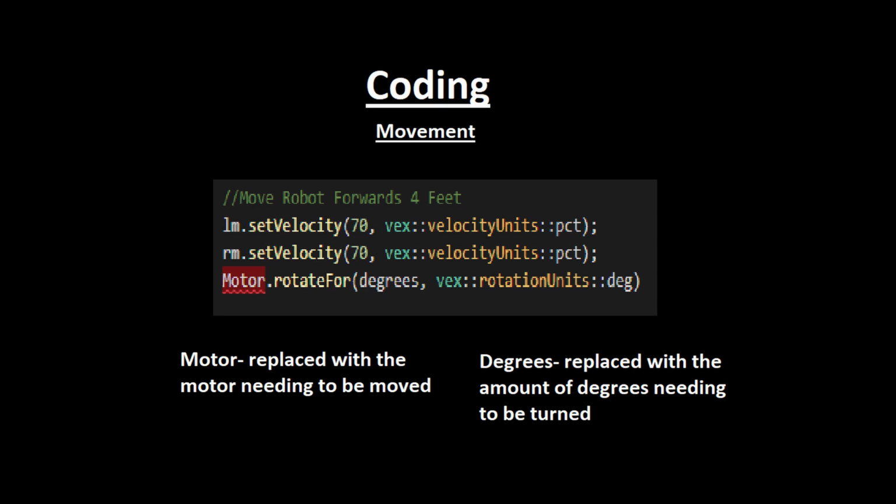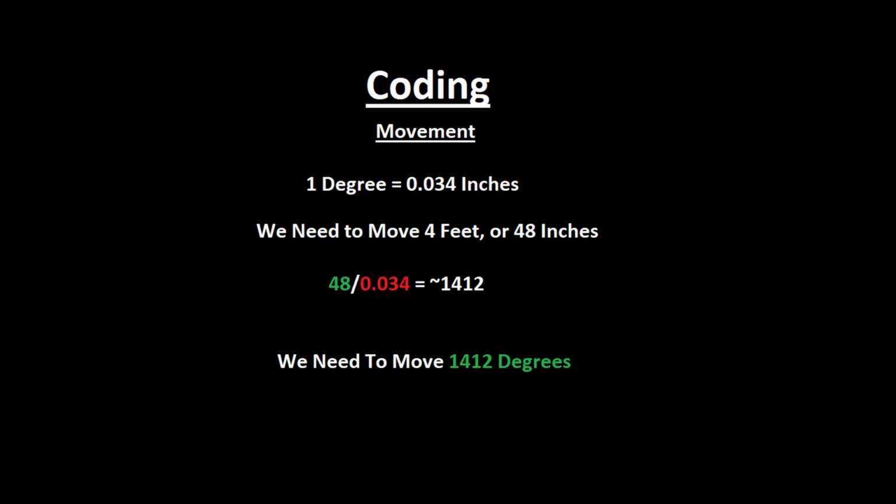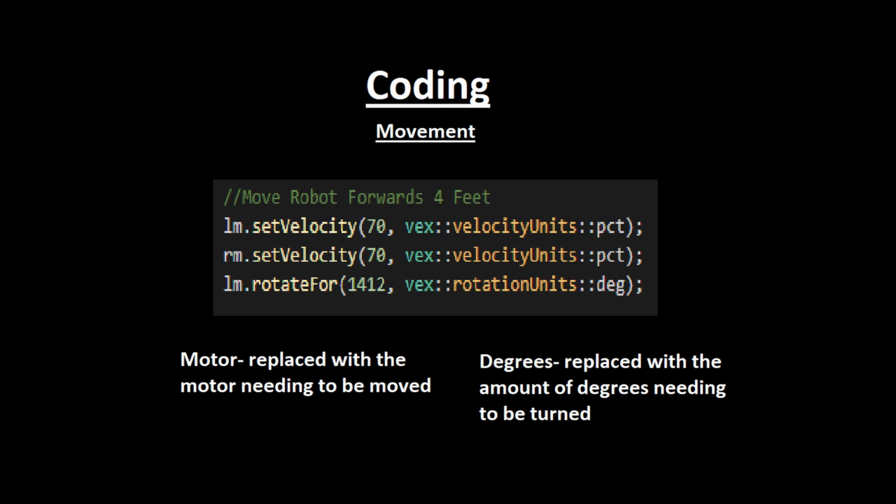The command for this movement is motor.rotateFor, open parentheses, degrees, comma, space, vex::rotationUnits::deg, close parentheses, semicolon. Here motor is replaceable by the motor you are commanding, and degrees is replaceable by the amount of degrees you are moving. It's kind of like the last one. We will fill in the motor with left motor, and to find degrees, well, we found out earlier in the year that 1 degree moves the robot about 0.034 inches, so 48 inches divided by 0.034 inches is about 1,412 degrees. But wait, there's one more thing.